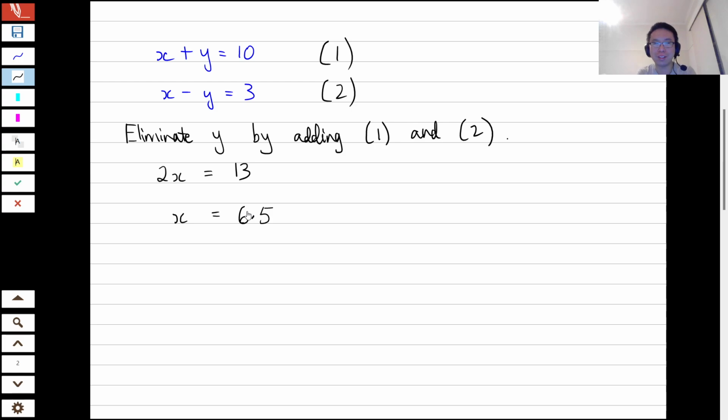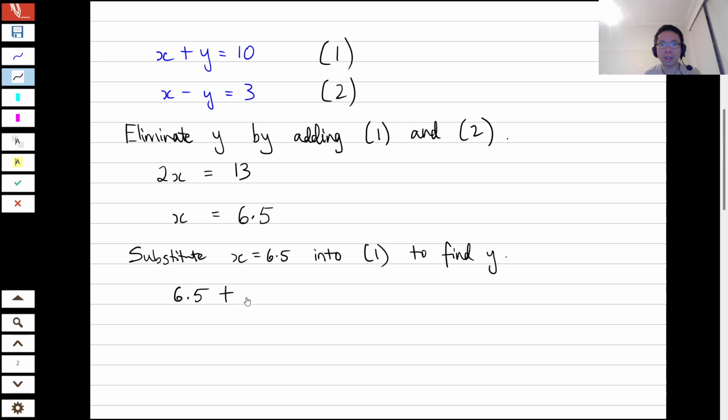See how easy that was? By simply adding the two equations, I got rid of one of the variables y, and I got a solution for x. And now I could substitute x equals 6.5. It doesn't matter which equation I choose, I'll just choose equation 1. And what I'll have is 6.5 plus y equals 10. y equals 10 minus 6.5, which gives me 3.5. And therefore, the solution is x equals 6.5 and y equals 3.5.